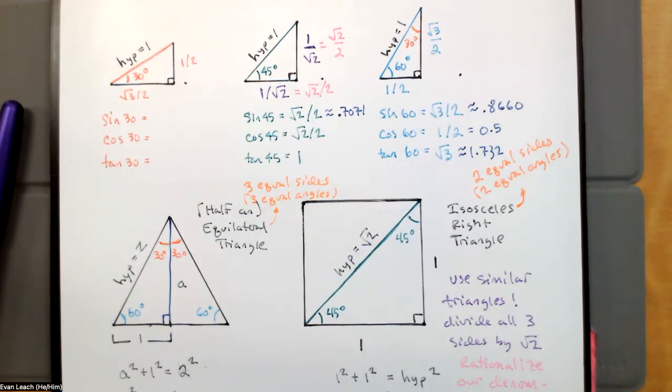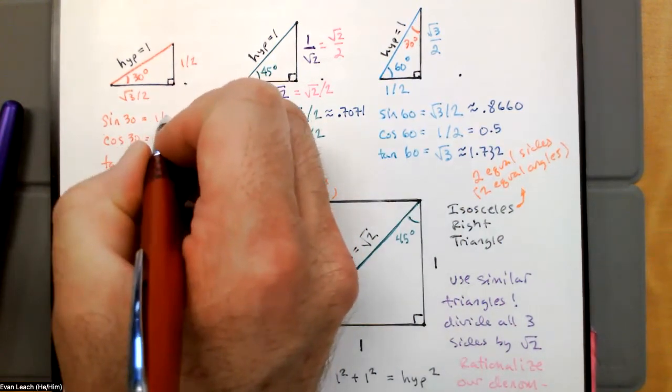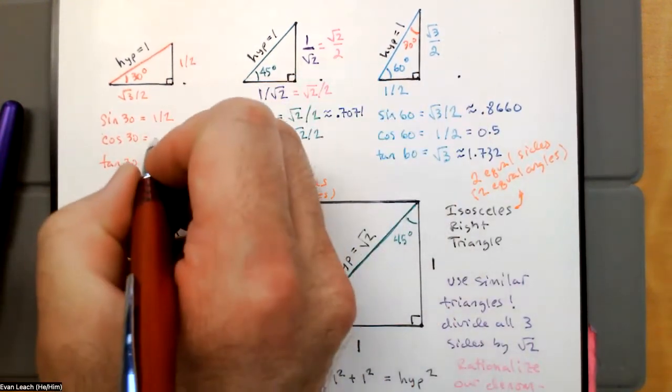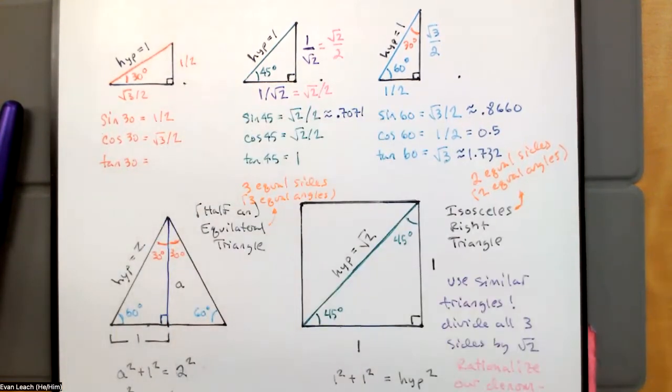So now we know that sine of 30 is 1/2. Cosine of 30 is root 3 over 2. And tangent of 30 is 1/2 over root 3. The halves still cancel. We end up with 1 over the square root of 3.